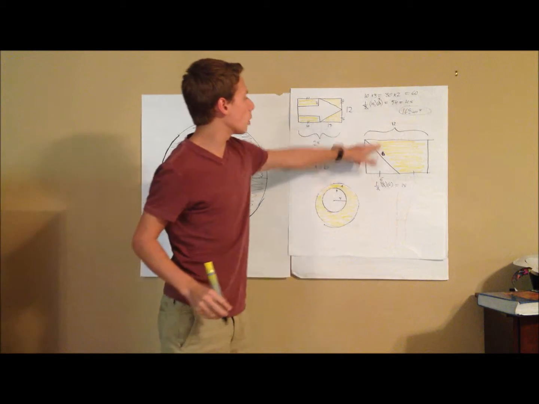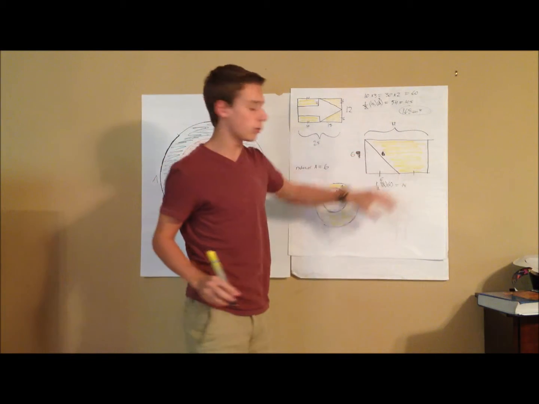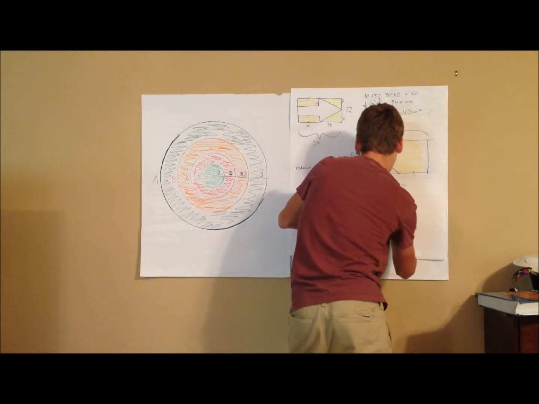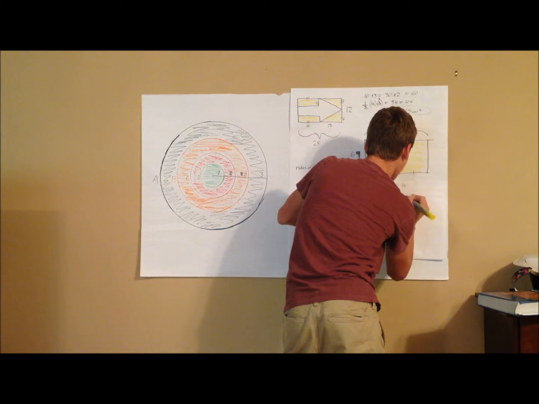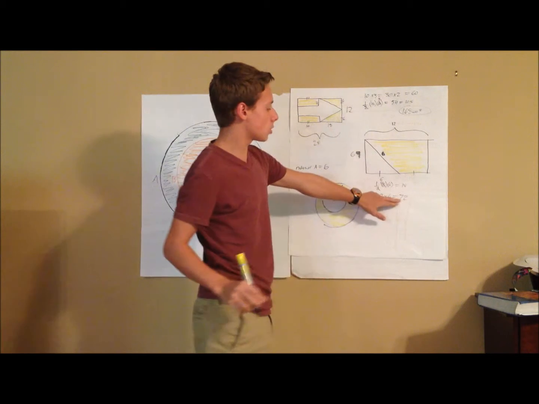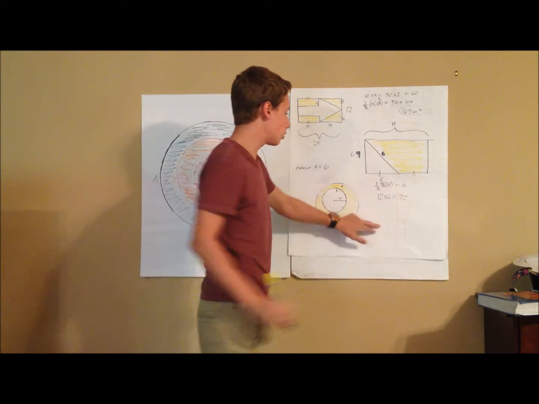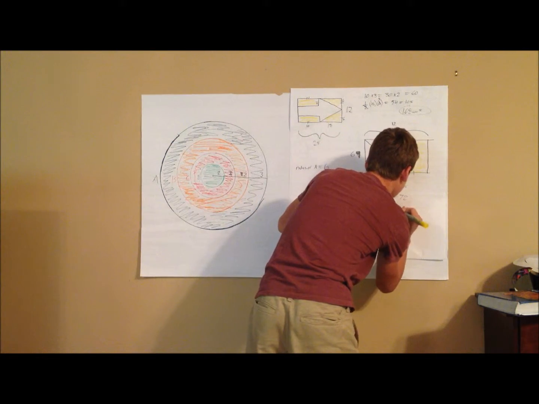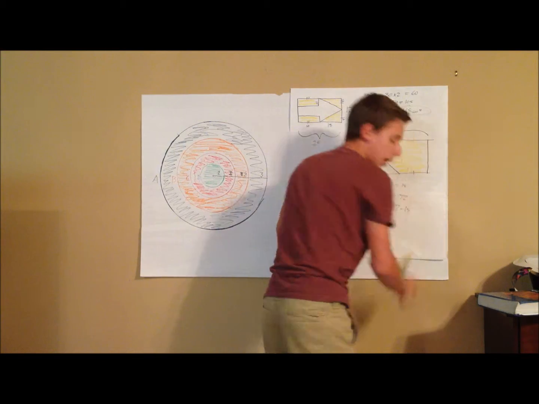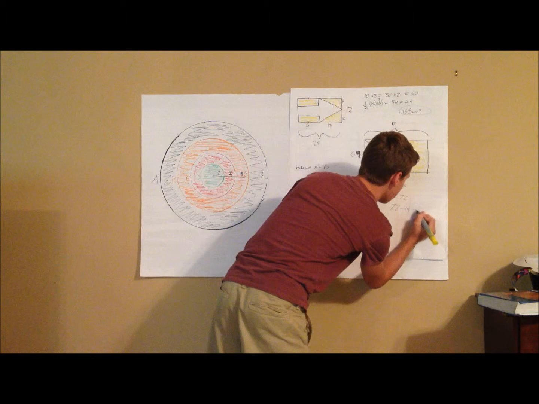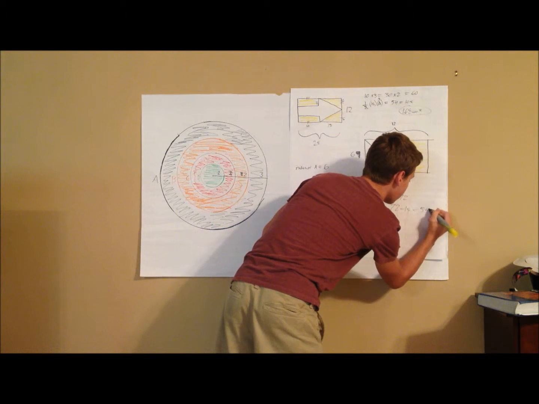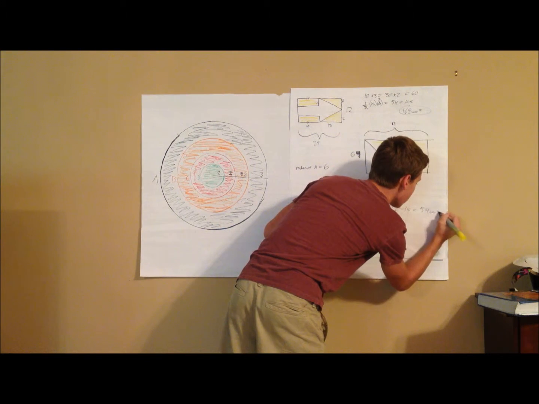After that, you do 12 times 6 to get the area of the whole rectangle, and you get 72. Finally, you subtract 18 from 72 and get 54 for the area of the shaded region, units squared.